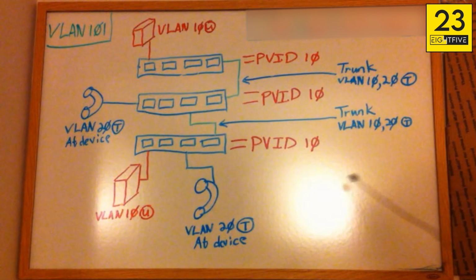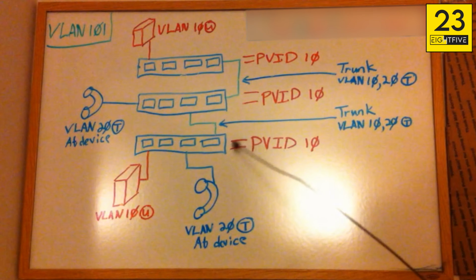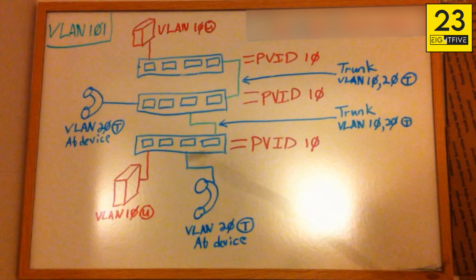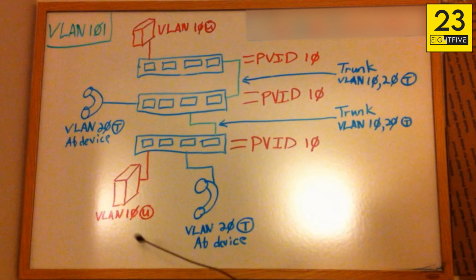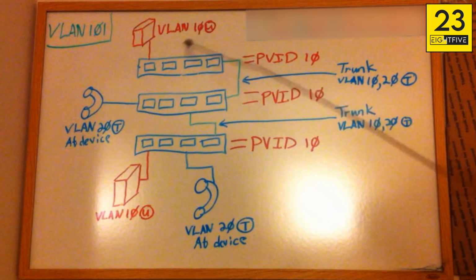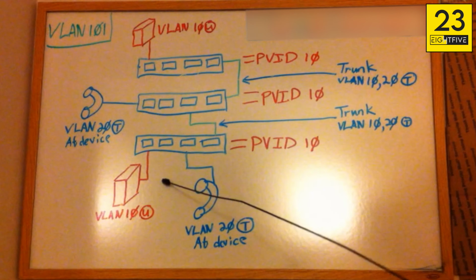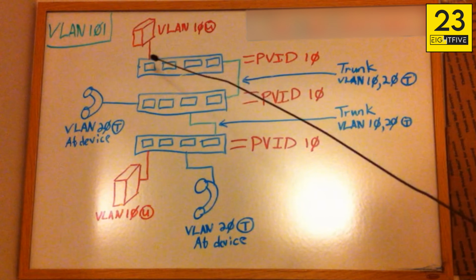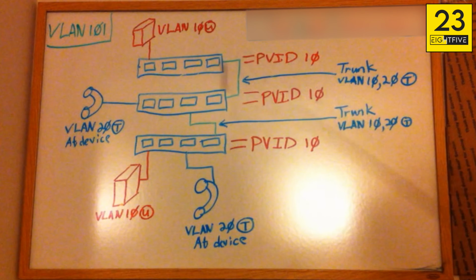So basically where we're at is we have a default PVID of 10, and it's an untagged VLAN. So again, any device that's plugged into this switch that isn't VLAN aware will pass traffic through VLAN 10 untagged.